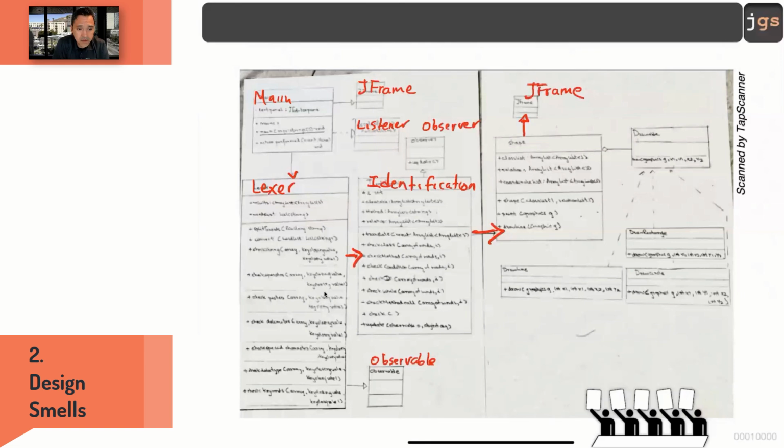Shape is a J-frame. What do you think? This is a J-frame, this is another J-frame. Makes sense? No. Maybe you want a panel? It is not mandatory, but okay, maybe you want the panel.